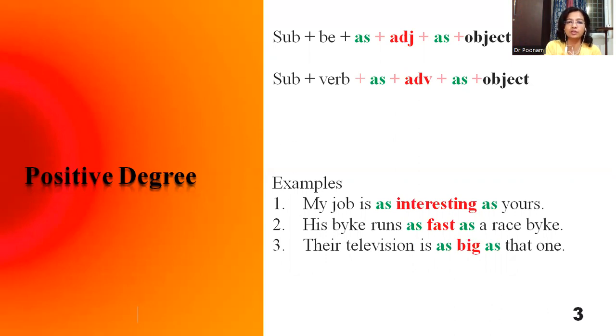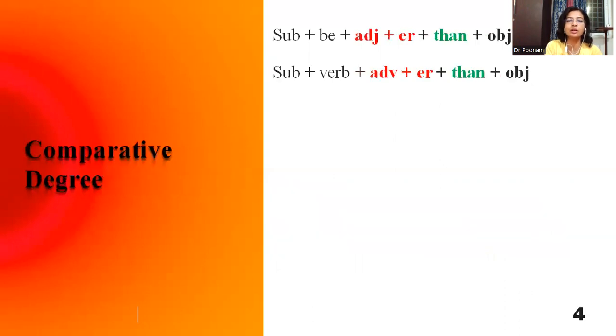So in order to identify if the sentence is a positive degree of comparison, you have to locate the word as. If there are words like as, an adjective, again as, the sentence is going to be positive degree of comparison. Comparative degree of comparison, the rule is subject plus be form of verb, adjective plus er, then plus object.